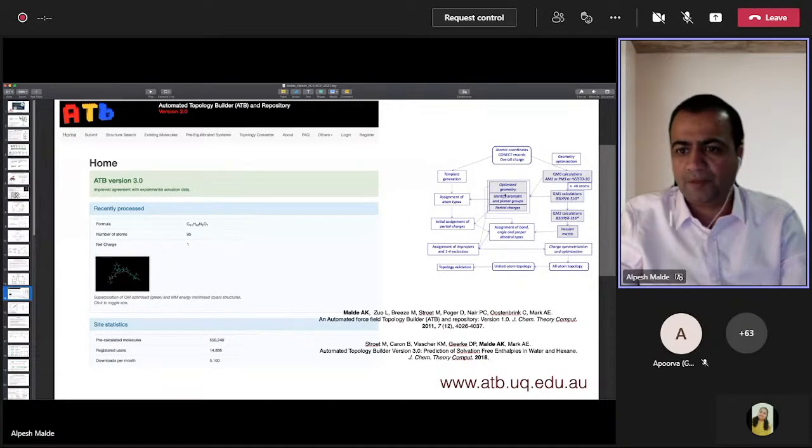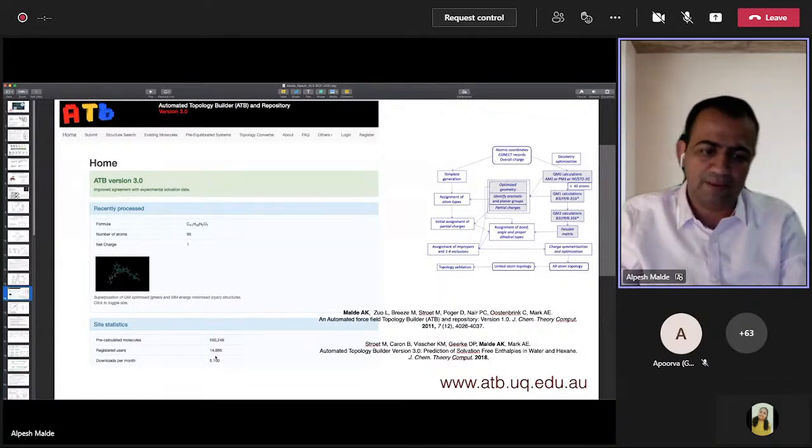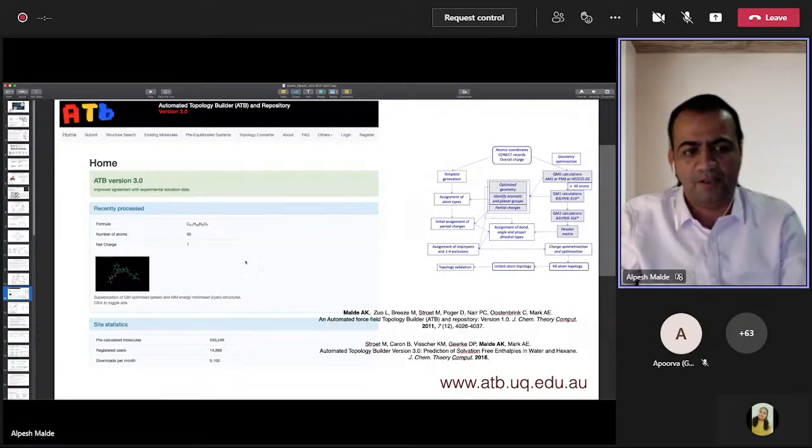it does various optimizations at the QM level of theory, gets the optimized geometry, and calculates the partial charges. Then we combine that with the description of the biomolecules and combine those parameters to generate what we call the topology. As of this week, we have about 15,000 users worldwide, and about 500,000 molecules in the repository for small drug and drug-like molecules.